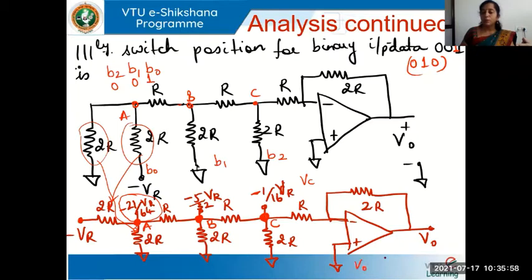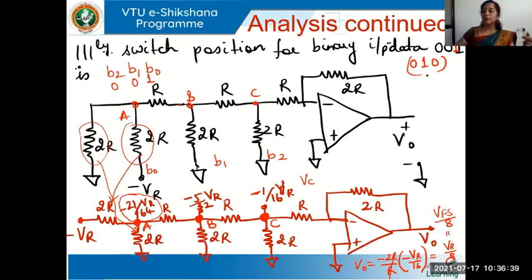The final output voltage will be what? Minus 2R by R into, so it is an inverting amplifier whose gain is RF by R1. RF is 2R and R1 is R, and I should have the inverted output. So minus 2R by R into what is the value of voltage at node C? It is minus VR by 16. So if I simplify this, what would I get? I will get VR by 8, or approximately I can say it is full scale output voltage by 8.